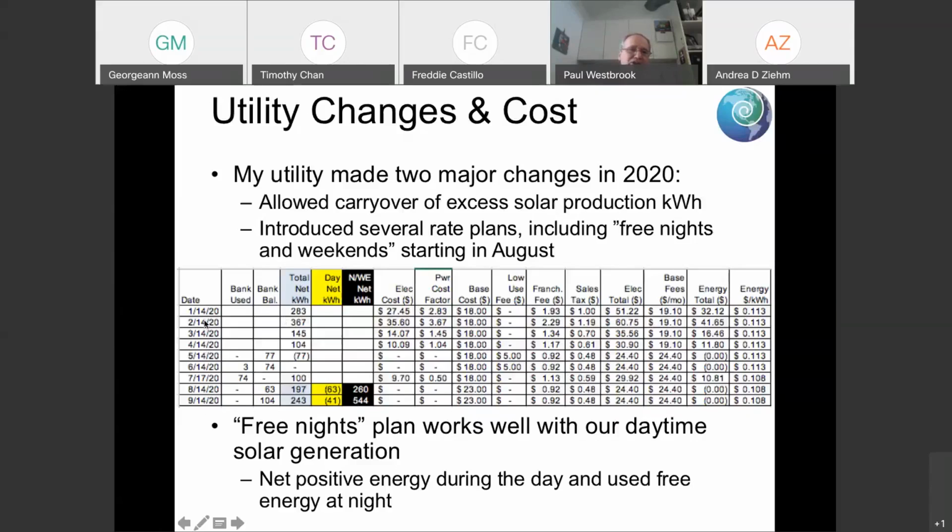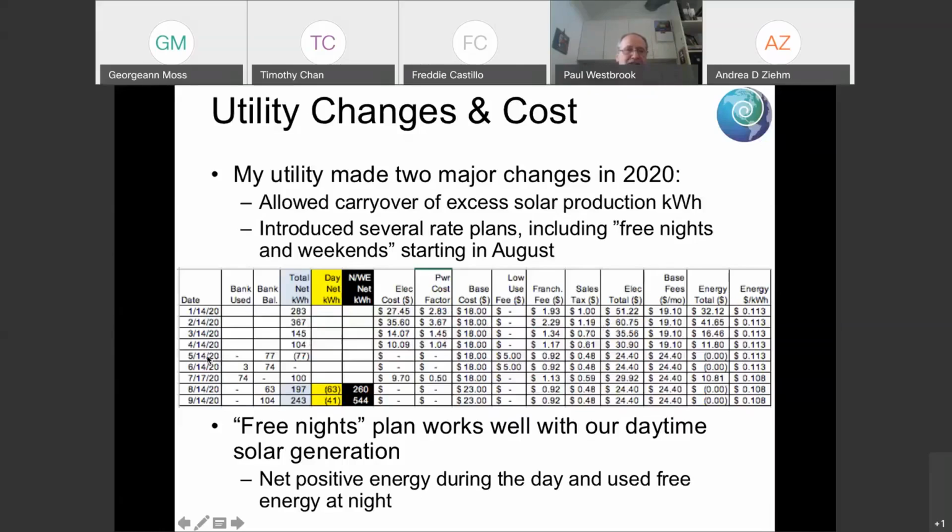In January, February, March, and April, I was using net energy from the grid. My solar was producing, but that's winter, doesn't produce as much. So I was using a little bit of energy from the grid. And you can see I had an electric cost. I had $27, $35, $14, $10. They have a little power factor cost. Here's my base fee. So for the month, my electric bill was this amount. The energy portion was that amount.